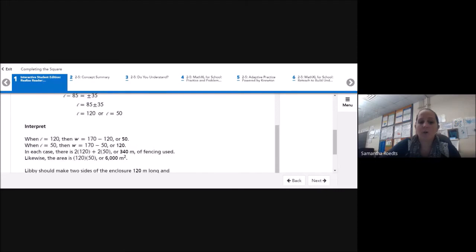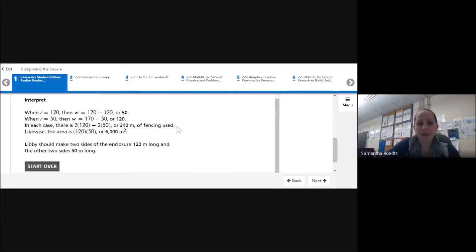So when L equals 120, then the width equals 170 minus 120, or 50. And if the length is 50, then the width is going to be 120. In each case, there is 2 times 120 plus 2 times 50, or 340 meters of fencing used. Likewise, the area is 120 times 50, or 6,000 meters squared. So Libby should make 2 sides of the enclosure 120 meters long and the other 2 sides 50 meters long.